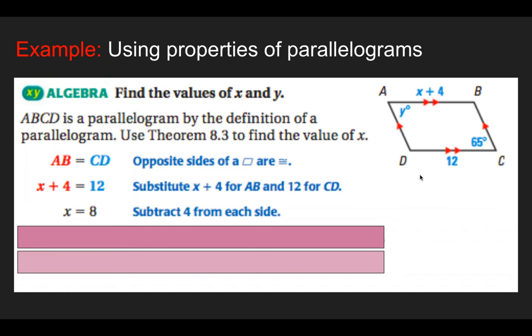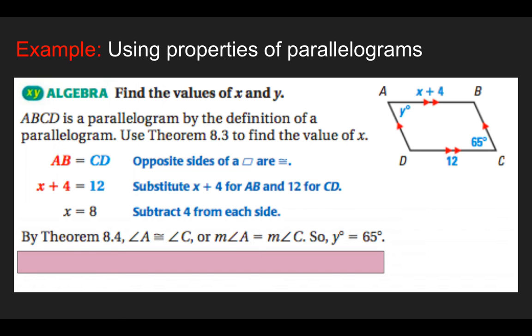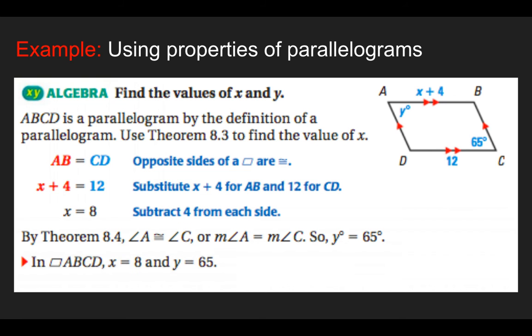How about Y? Well, in a parallelogram, opposite angles are congruent to each other. Therefore, Y has to be the same as 65. So X is 8 and Y is 65.